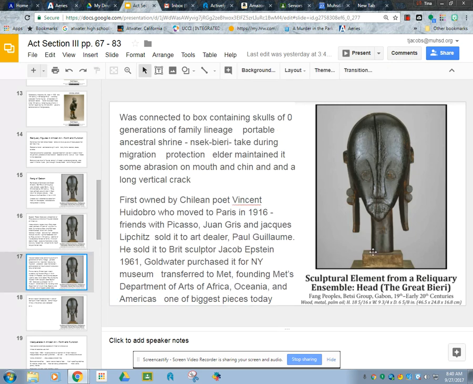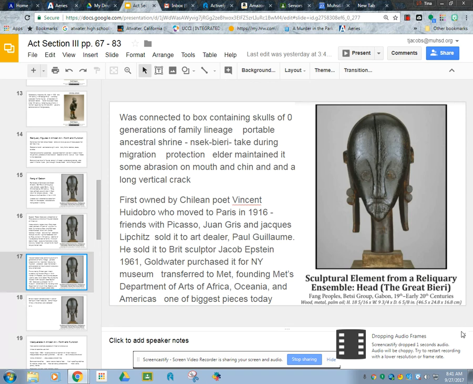It was connected to a box containing the skulls of, I think it was 10 generations of family lineage. It was portable and an ancestral shrine, Ensek Bieri, and this would be taken during migration, so it would have been moved with them, and they would take it again because they believed it offered protection. An elder in the clan maintained it. You notice that on this one there's been some abrasion here on the mouth and chin, and it also has a long vertical crack in the wood.